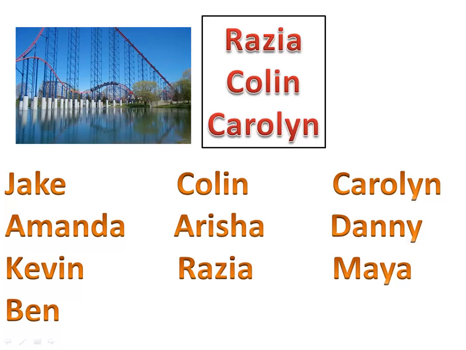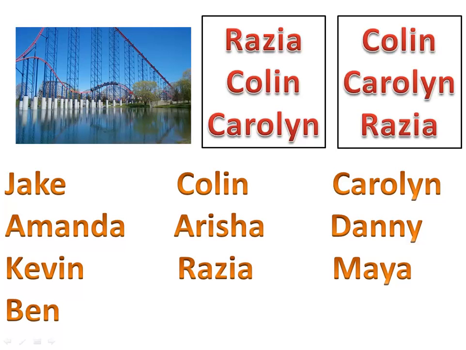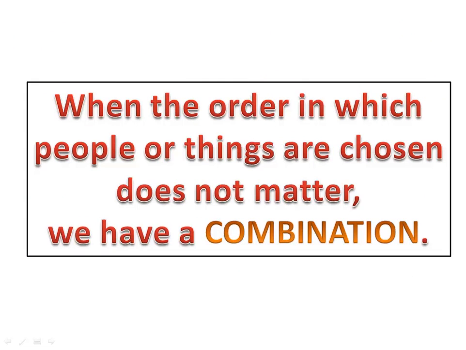I posted their names on the board so everyone would know who is going with me. The order of the list doesn't really make any difference. I could list Razia first, Colin second, and Carolyn third, or I could put Colin first, Carolyn second, and Razia third. Either way, the same people are going to Darien Lake with me, and it didn't really make any difference how I listed them out. When I list things out and the order doesn't matter, we call that a combination.